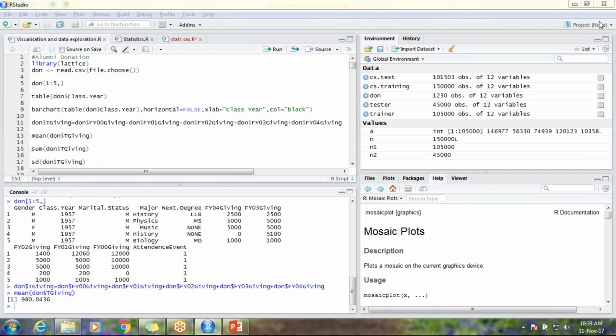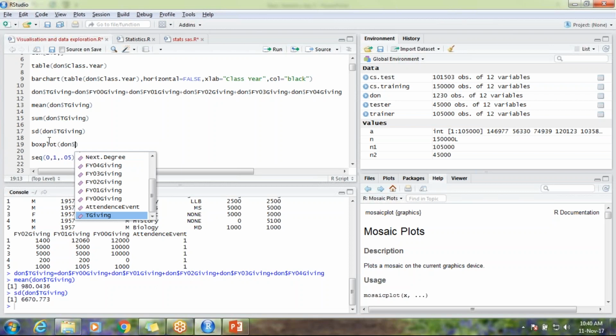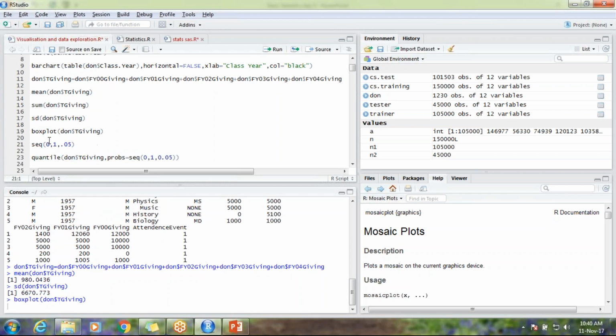Okay. And let us take this, let's do it with standard deviation. So if you see here that the mean is a low value and the standard deviation is such a high value, my range is expected to vary a lot. So let's say if I do a box plot here and explain to you, of donation total given.